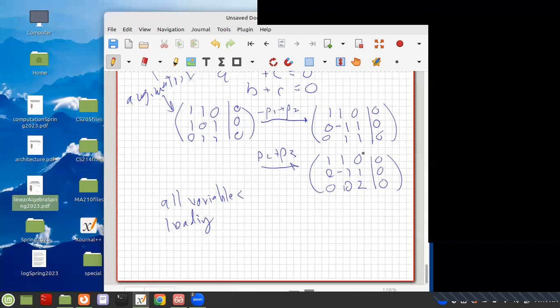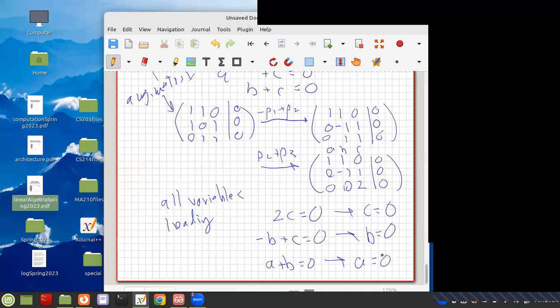And sometimes for these systems, if we go back and do the equations, these are the A, B, and C columns. We have 2C equals 0. That implies that C equals 0. The previous equation is minus B plus C equals 0. But since C equals 0, that implies that B equals 0, right? And the first equation is A plus B equals 0. So that implies, since B is 0, that A equals 0. Well, that shows what we want to prove, right?